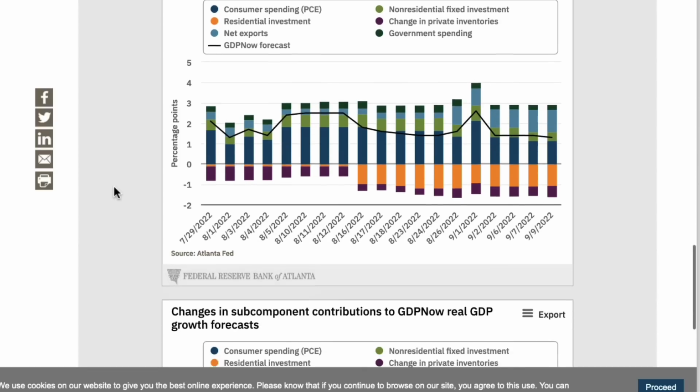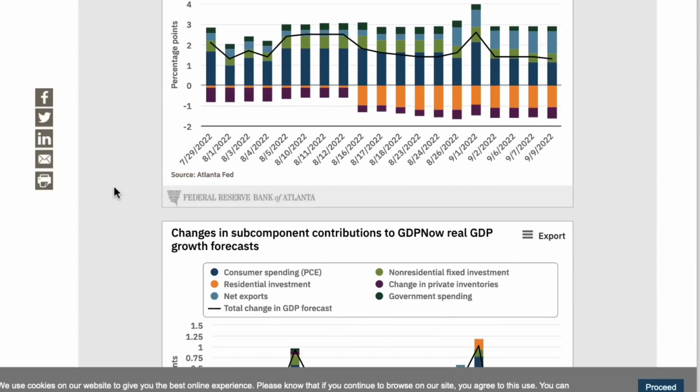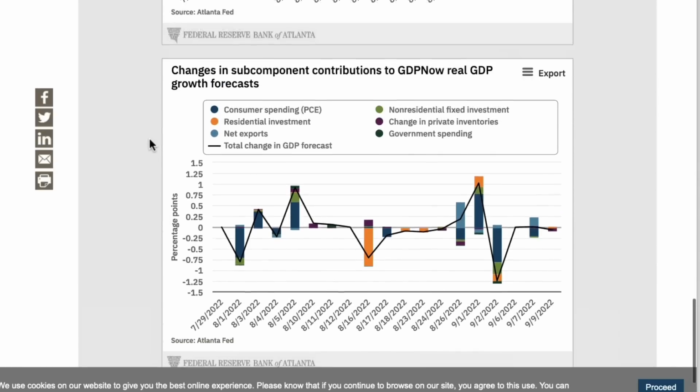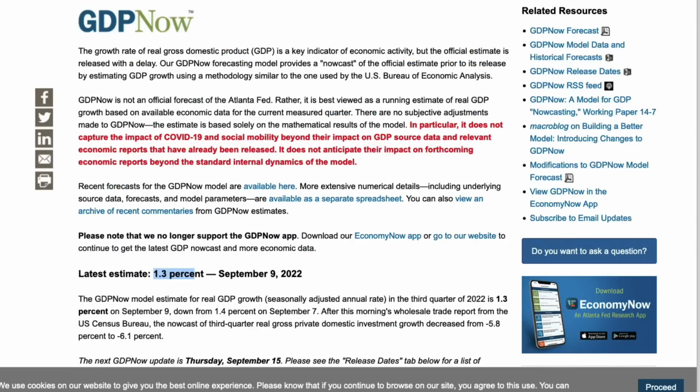So you can play around on this and see what you like. Here's the changes in the subcomponent contribution. Lots of interesting stuff there. What do we have next?